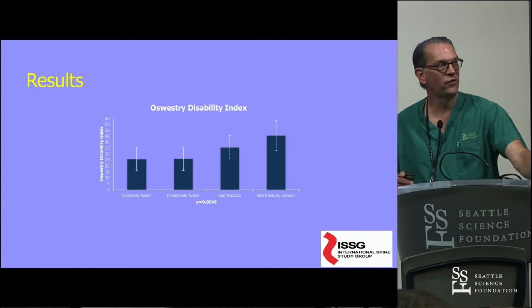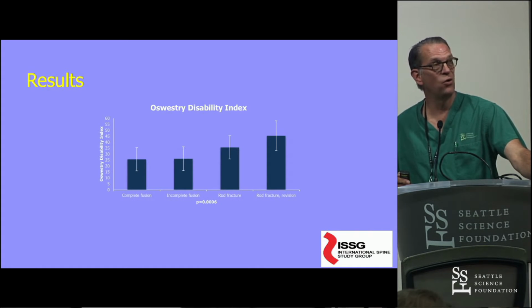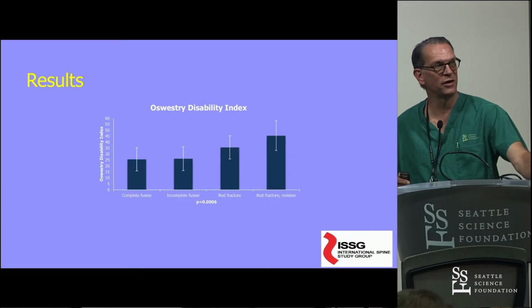So when we applied this to our cohort of prospective operative patients for adult spinal deformity, we found that, in fact, we could support that hypothesis. So the bars on the left here are those that were graded as complete fusion or incomplete fusion by the Washington UW, or the WashU, grading scale. And you can see that those ODI results are essentially identical. On the right, however, are the results of patients that have rod fractures. So once the rod has fractured, they seem to have a higher level of symptoms.